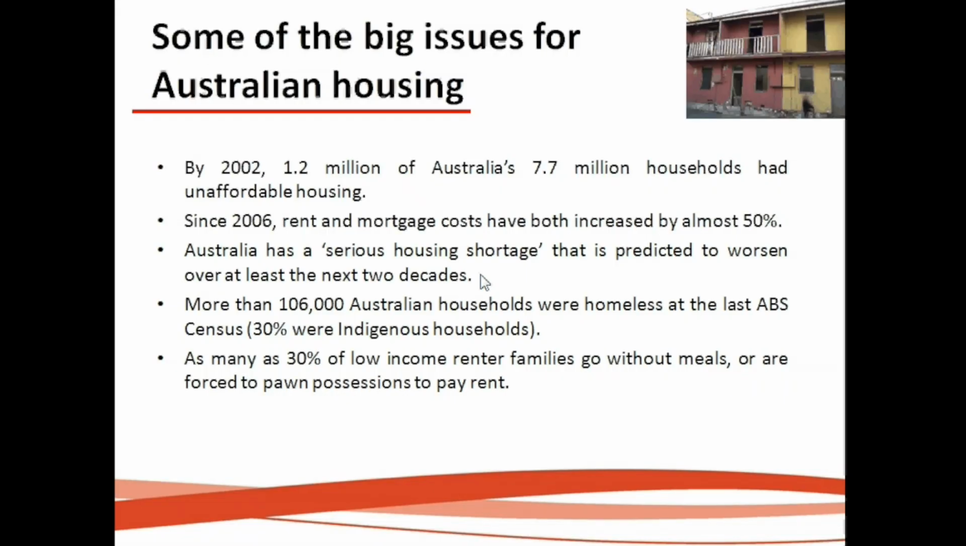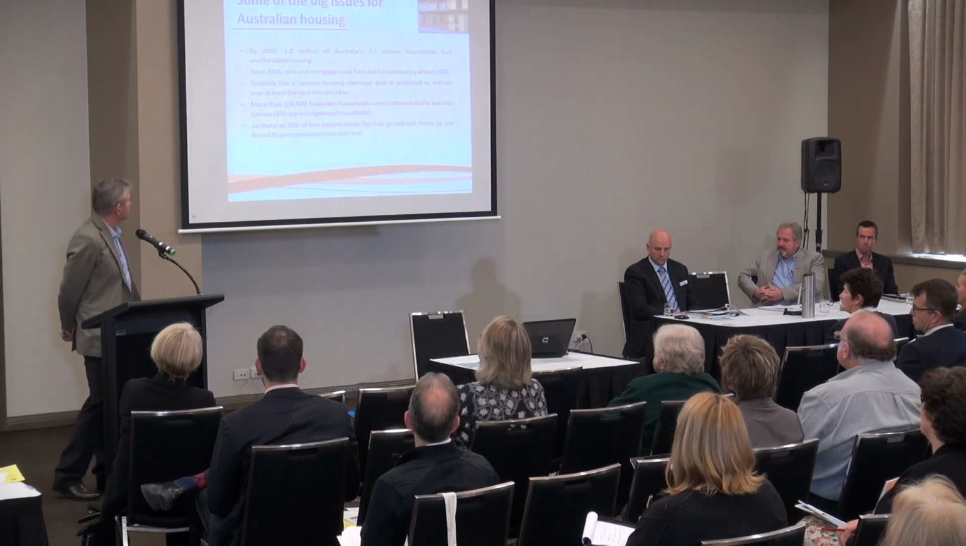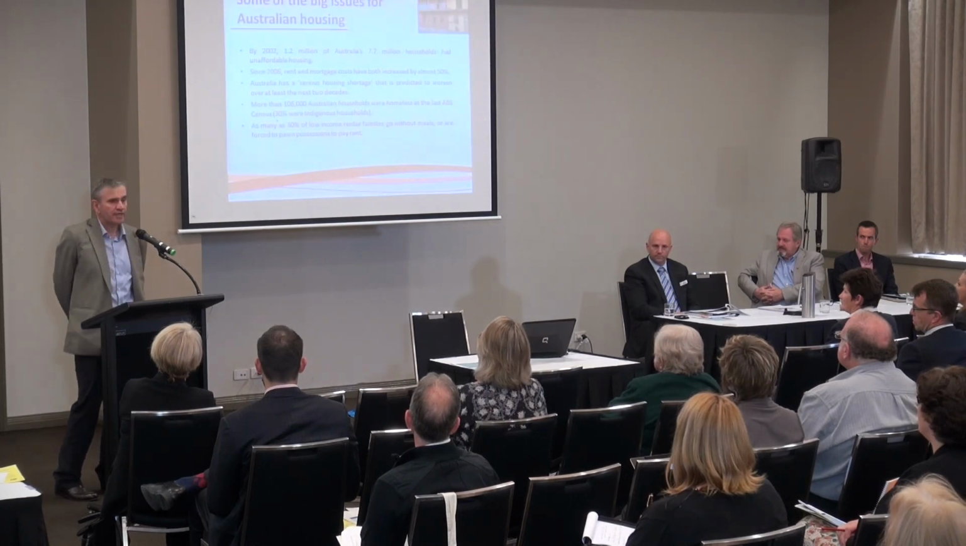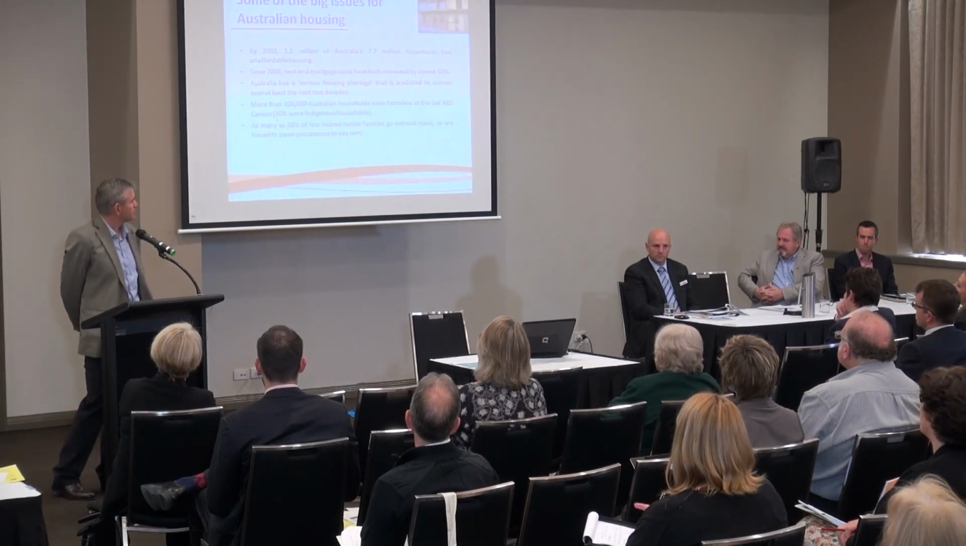So what we all know is that housing affordability is a major problem in Australia. We know that 1.2 million households in Australia roughly face difficult housing circumstances, and this isn't a cyclical problem. It's been evident probably since about the year 2000. Rent and mortgage costs have increased significantly for many Australians by almost 50%, and there's also a serious housing shortage. The National Housing Supply Council in their 2012 report estimated that the shortfall was around 30,000 dwellings across Australia, whereas in their forecasting by 2030 it might be as many as 200,000 dwellings.